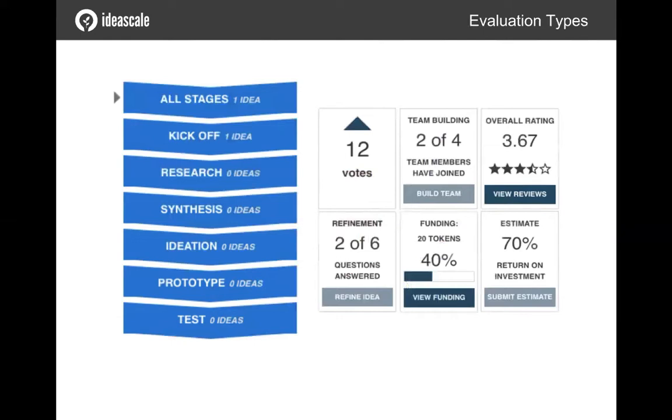So essentially, these stages align to different types of evaluation methods that are used for filtering IdeaScale ideas. Obviously, the ideation stage can filter ideas by their popularity and the number of votes that they get, but you can also use this stage to do some additional core criteria definition, and that allows an idea to pass-fail based on the information that you request.